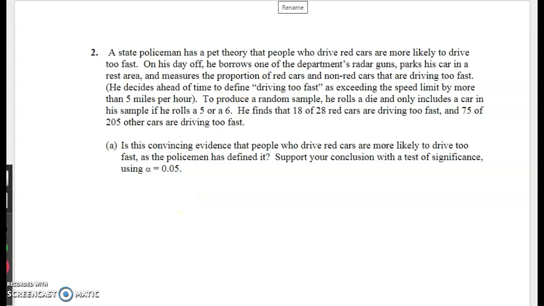A state policeman has a pet theory that people who drive red cars are more likely to drive too fast. On his day off, he borrows the department's radar gun, parks his car in a rest area, and measures the proportion of red and non-red cars that are driving too fast. To produce the random sample, he rolls a die and only includes cars in his sample if he rolls a 5 or a 6. He finds that 18 of 28 red cars are driving too fast, and 75 of 205 other cars are driving too fast.